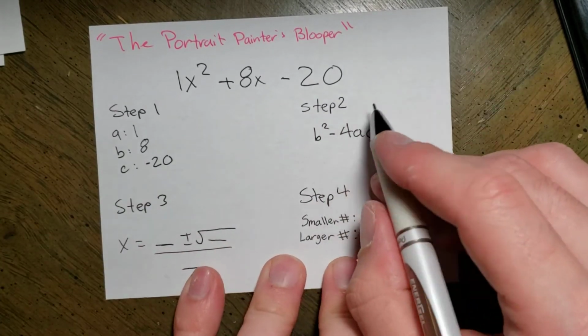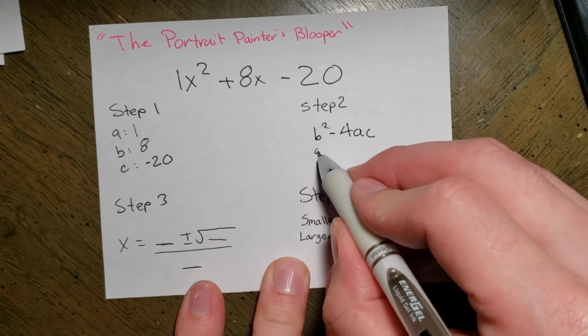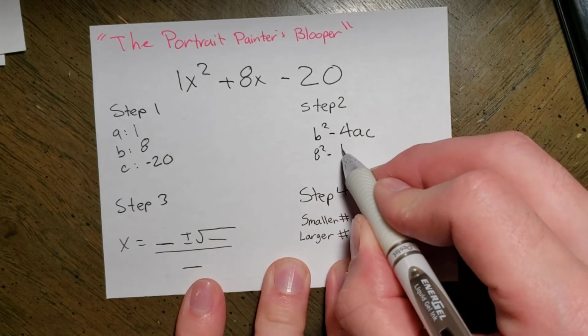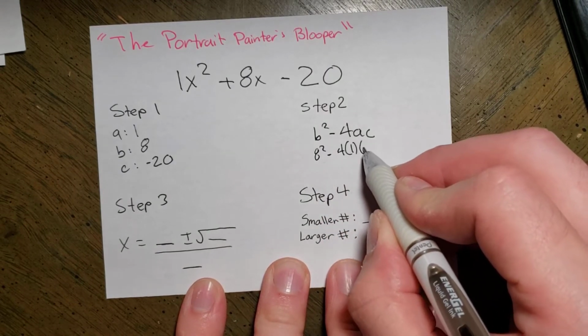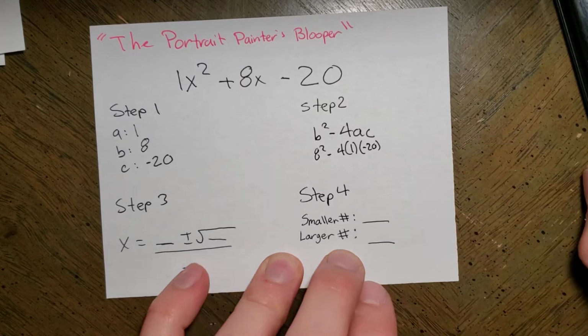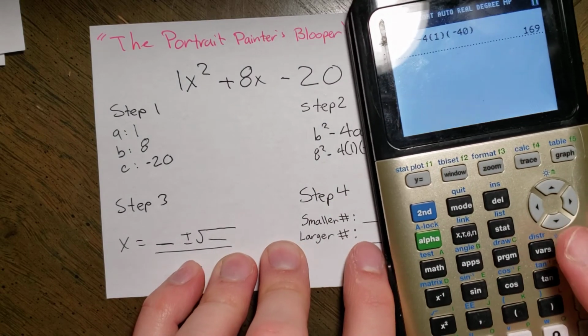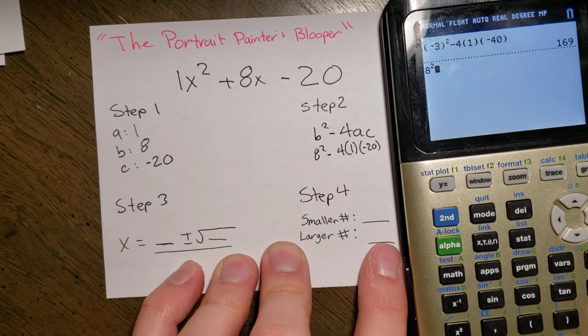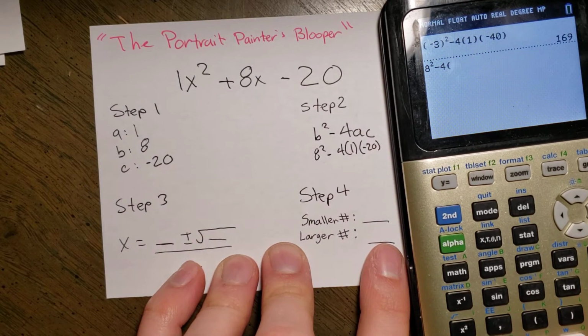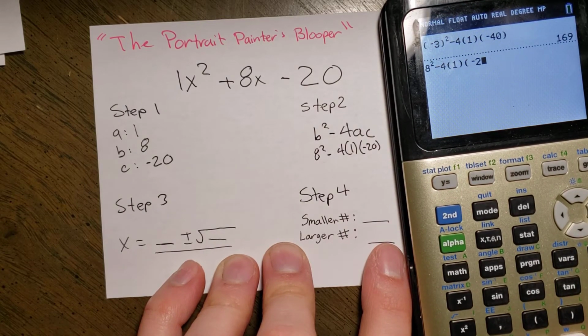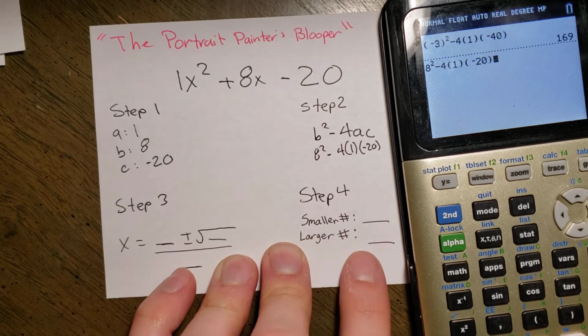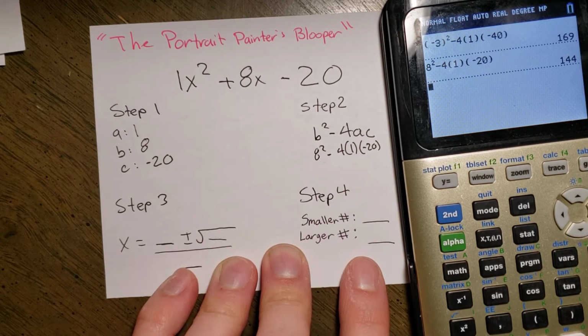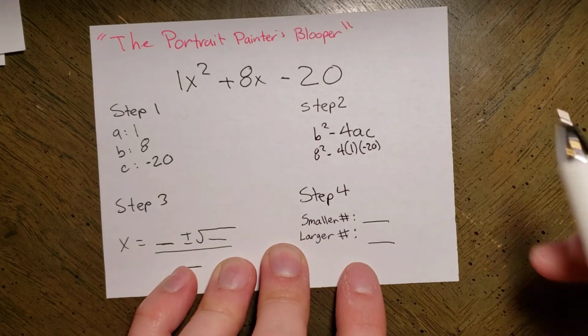Okay, step 2, let's do B squared minus 4AC. So 8 squared minus 4 times 1 times a negative 20 is, hopefully it's not too bad of a number. Here we go. 8 squared minus 4 times 1 times negative 20. Notice again, I use brackets. I like to go slow and smooth. There's the one from the prior example. Should clear my calculator out. 144 is the discriminant.